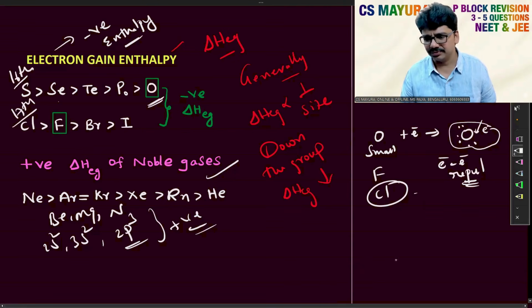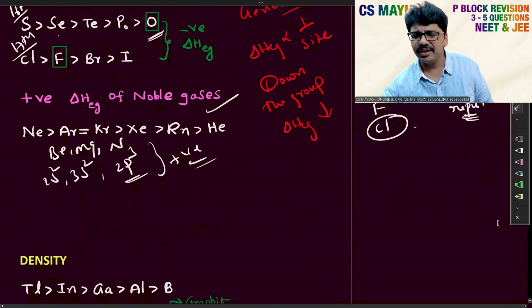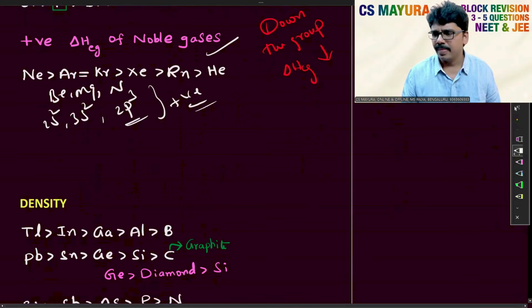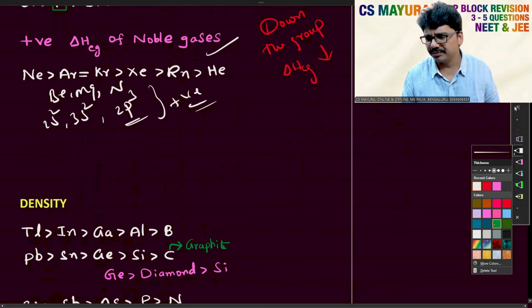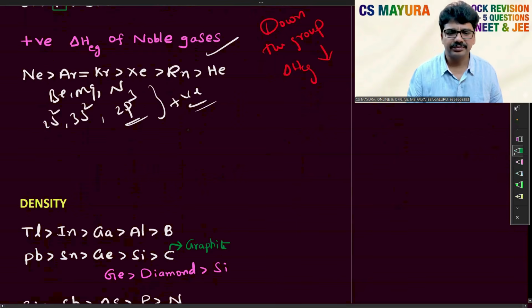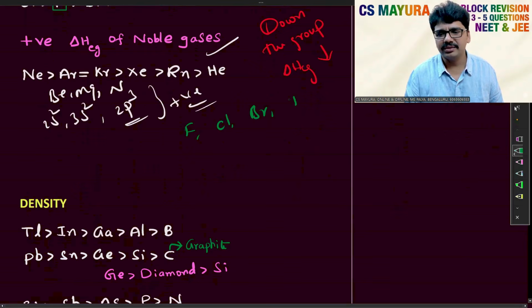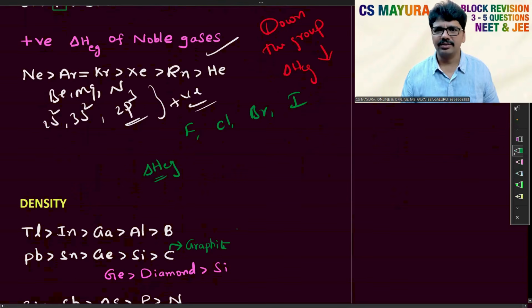Next, third point. Now, this is very, very important. Everyone concentrate. Fluorine, chlorine, bromine, iodine. I am asking electron gain enthalpy order. Electron gain enthalpy order is chlorine is greater than fluorine, fluorine is greater than bromine, bromine is greater than iodine.